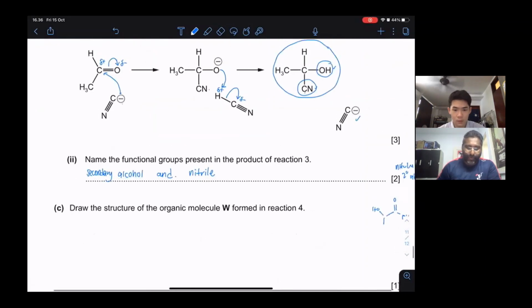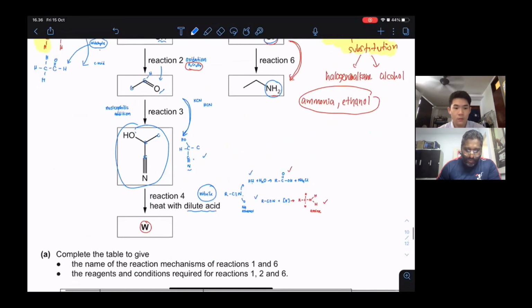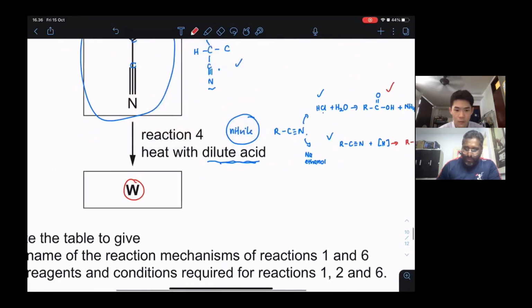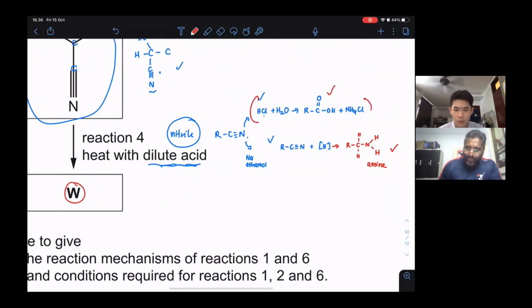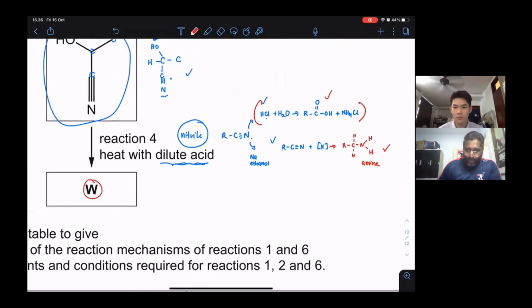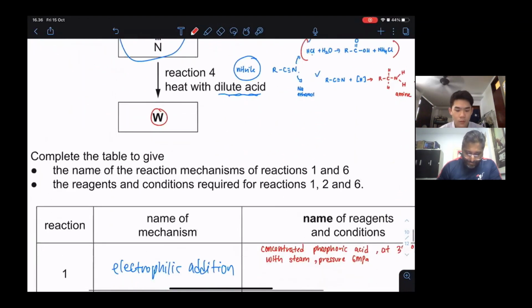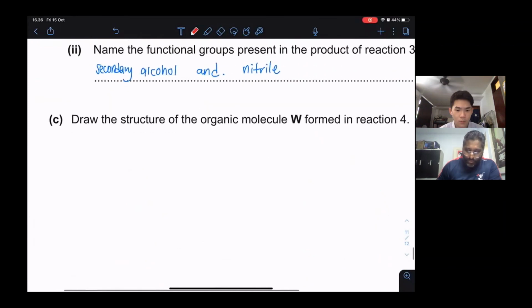Now you see, draw the structure of organic molecule W formed in reaction number 4. So in reaction number 4, it is heated with dilute acid. Heated with dilute acid means they are looking into this reaction. So let's see what happened when heated with dilute acid. They want you to draw the structure.